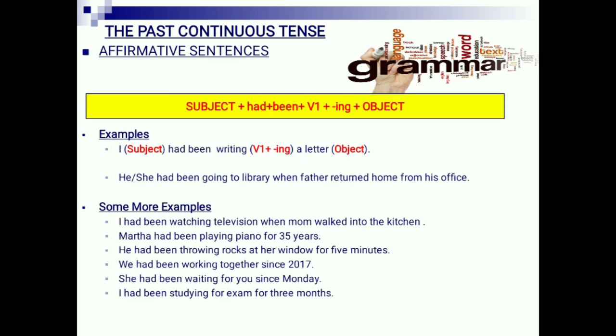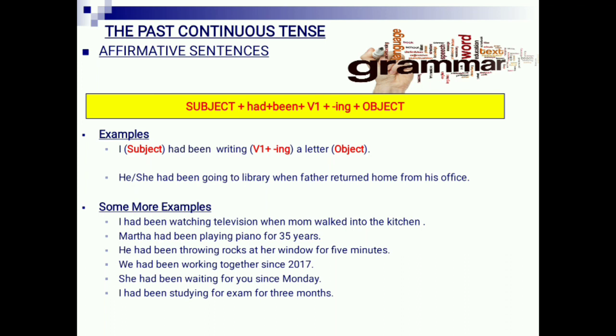Now let's see the structure for an affirmative sentence using past perfect continuous tense. It is subject plus had been plus V1ing plus object. Now see, after the subject we are using had plus been, and after had been we are not using V3, the third form of the verb. Here we are joining ing to the V1, right? As you know, in continuous tense we have to join ing to the main verb. So here also we are joining. Only which helping verb are we using here? Had been, between subject and main verb.